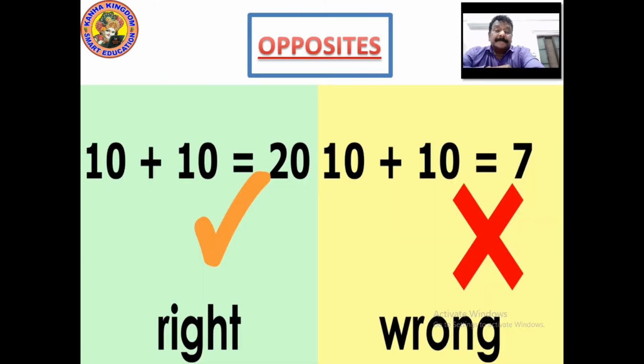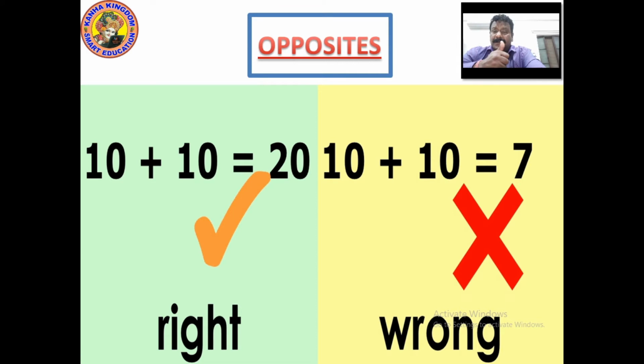Now look at the screens. 10 plus 10 equals 20. Is it correct? Yes, it is right. 10 plus 10 equals 20 is the right answer. Now look at the one on the right, in yellow. 10 plus 10 equals 7. Is that correct? No, that is wrong. 10 plus 10 equals 20 is the right answer. 10 plus 10 equals 7 is the wrong answer.